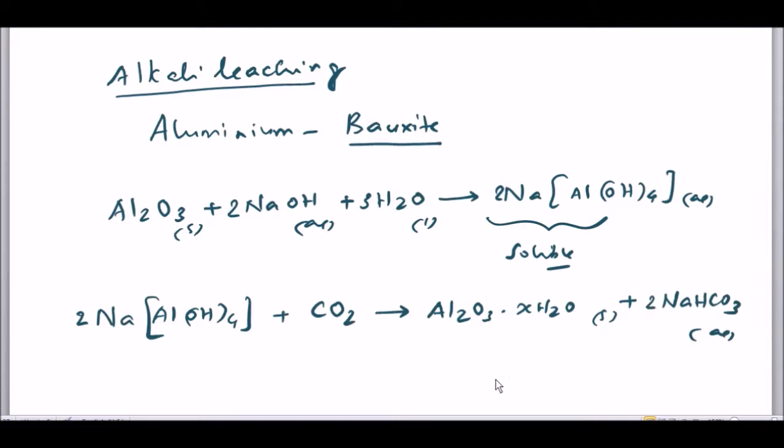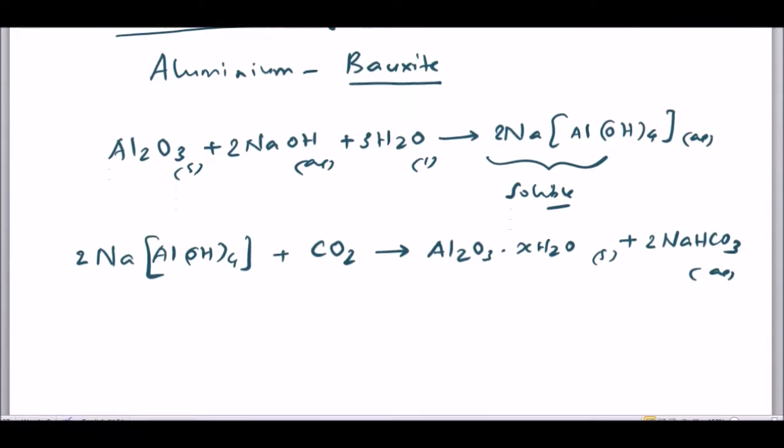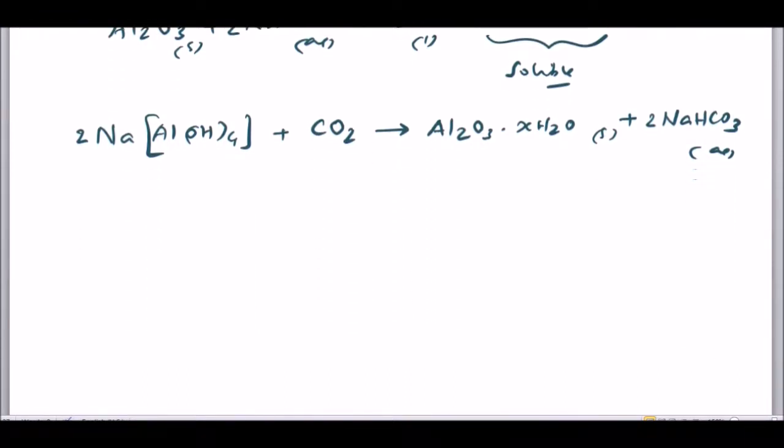So all metals cannot be leached by this particular procedure. The active metal like aluminium can be leached with the help of alkali. Alkali means the solution of sodium hydroxide. It makes a complex compound like this. And the other procedure is acid leaching.